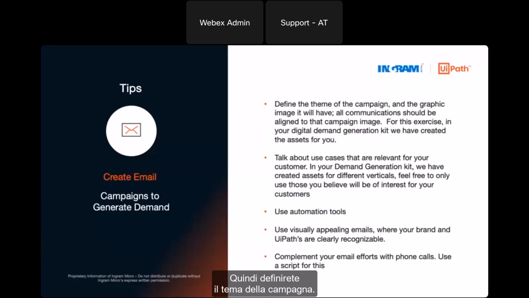So you're going to define the theme of the campaign. You are going to define the graphic image of the campaign. Also, this co-branding with UiPath, with your company logo, so that the customers easily identify or recognize that those messages are coming from you and from your organization, right? Talk about use cases that are relevant for your customers.